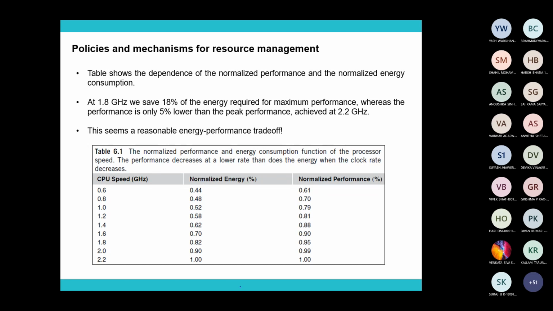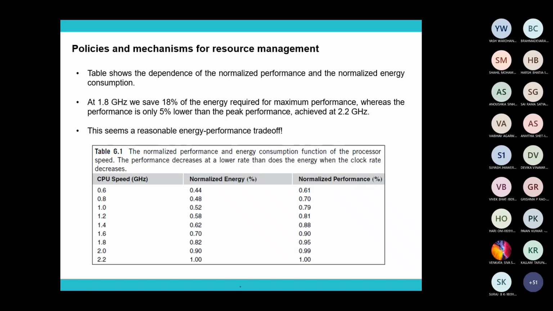Now you have to find a trade-off, right? What is the best frequency which gives better performance, and at the same time the energy consumption is also reduced? Now look at the last row, at a speed of 2.2. Energy consumption is very high, and performance is also very high. You will get better performance, but the energy consumption is also high.